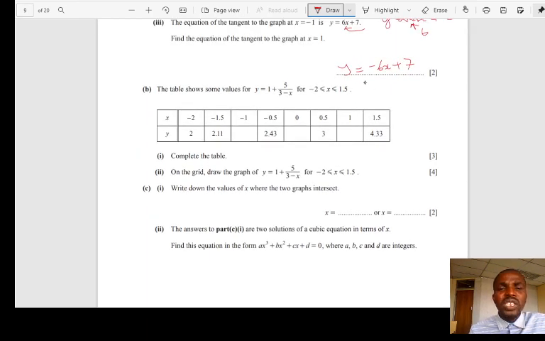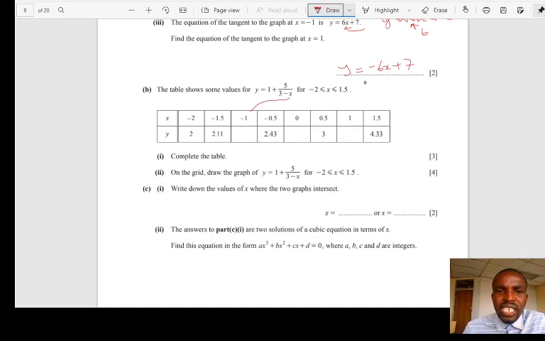Right, done. Next item. The table shows some values for the function y equals 1 plus 5 over 3 minus x, for x between minus 2 and 1.5. Complete the table. You just substitute. For x equals minus 1, you put minus 1 where there's x. So it will be 5 over 3 minus minus 1, which is 3 plus 1, so 4. So 1 plus 5 over 4, which is 2.25.